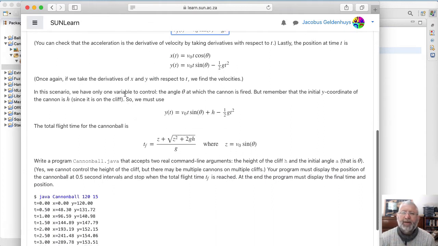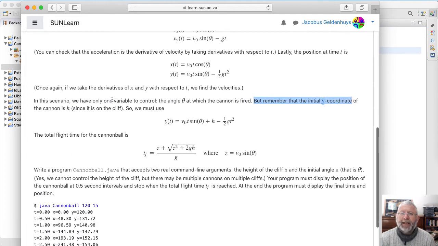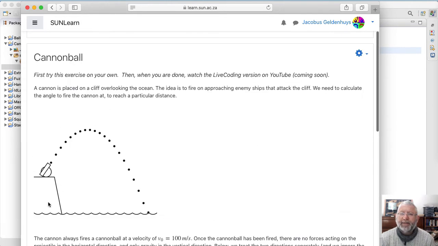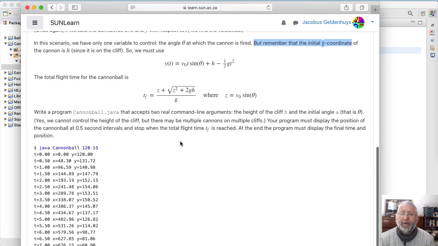In this scenario, we have only one variable to control, the angle theta at which the cannon is fired. Yes, we want to determine the angle. But remember that the initial y-coordinate of the cannon is h. It's on the cliff. So x is maybe 0, but y is the height of this cliff, h. And this is 0 y, the sea level, where the ship is.